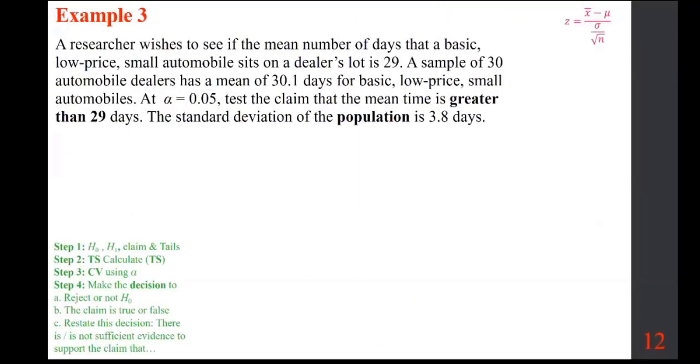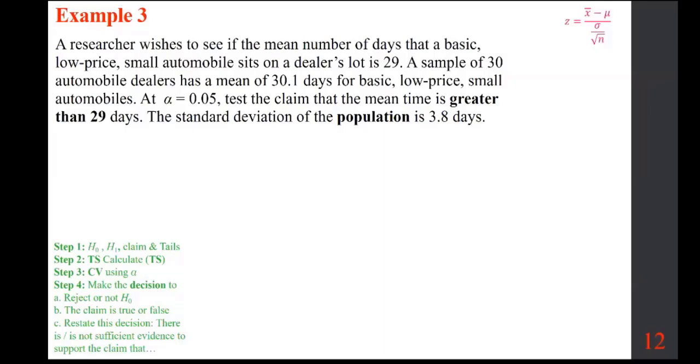A researcher wishes to see if the mean number of days that a basic low-price small automobile sits on the dealer's lot is 29. A sample of 30 automobile dealers has a mean of 30.1 days for basic low-price small automobiles. At alpha equals 0.05, test the claim that the mean time is greater than 29 days. The standard deviation of the population is 3.8 days.